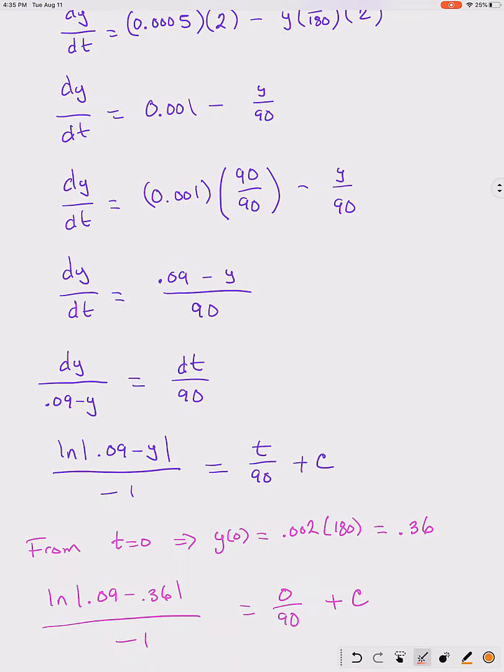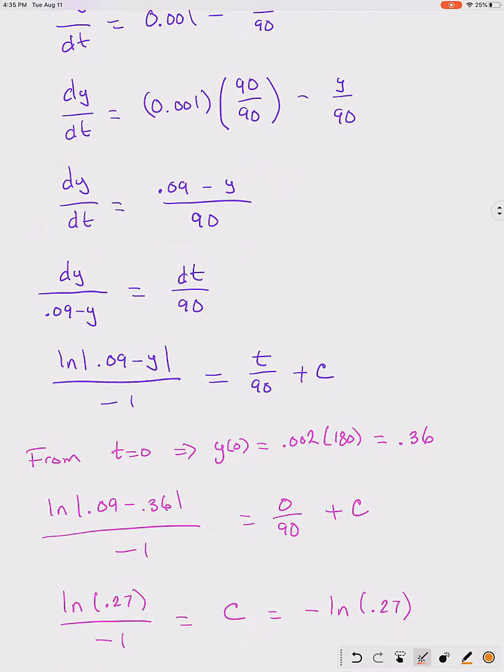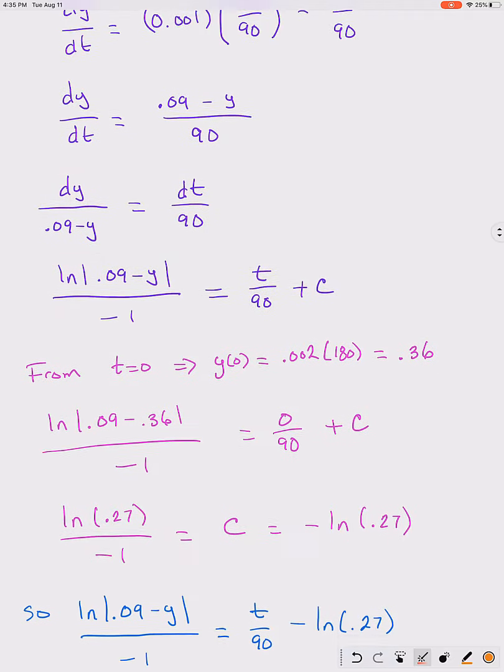Because I wanted to solve this as a separable differential equation, I took this 0.001 and multiplied by a common 90 over 90 to get a common denominator. When I do that, I get 0.09 minus y, all over 90. I did a little bit of algebra there just so that I could separate things. Then I took this 0.09 minus y and divided it over to the other side. That's what happened down here. Then I multiplied the dt to the other side. So now I have separated the differential equation.